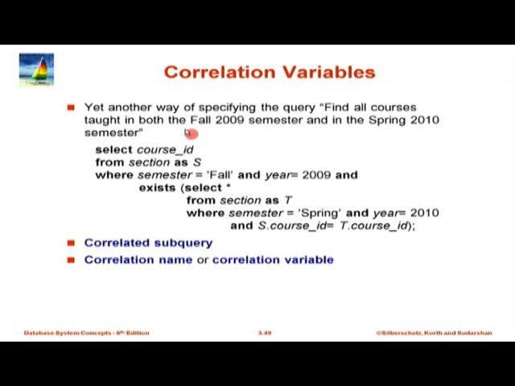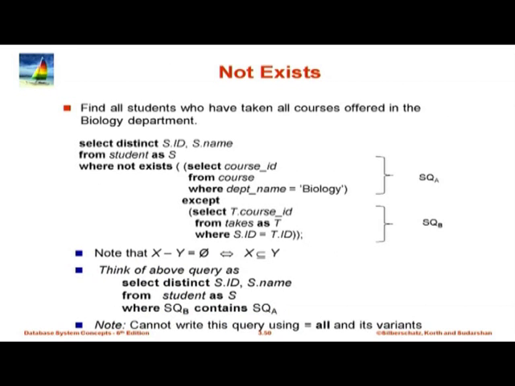Just take this query and then a similar query with spring 2010. And then if you do a natural join on those, only course IDs which appear in both the relations will appear in the output. So in this particular case it's equivalent to intersection. Well, with respect to duplicate count, it's not the same as intersection. But if we do a select distinct, then it would be the same as intersection. Similarly, you can have a not exists construct. Now, somebody had asked me about division.